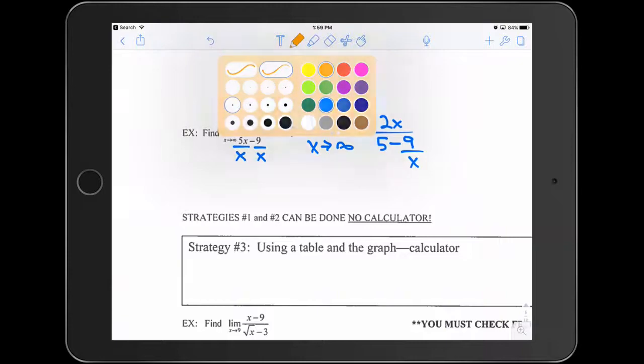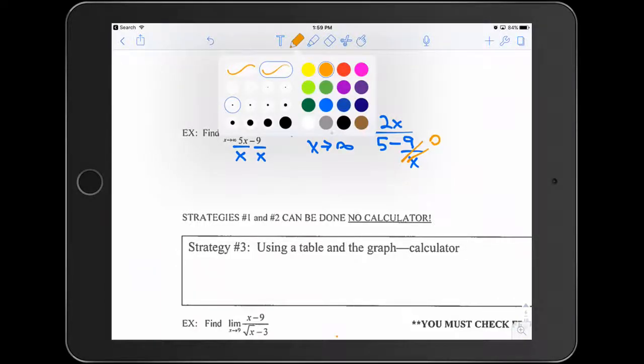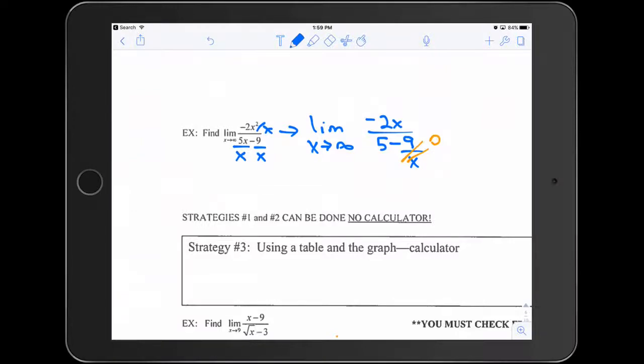Again, we know what's going to happen here. This is going to equal 0. This, though, right here, when you put infinity in there, you end up with 5 minus 0 down there, so 5.